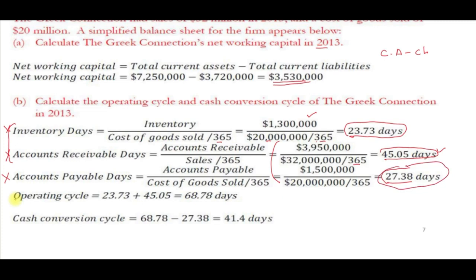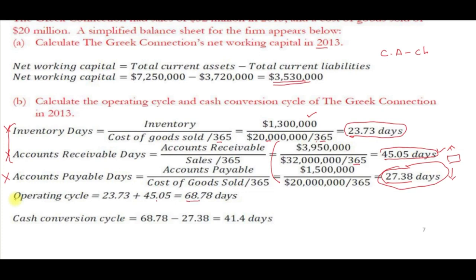You see, the company is paying early but receiving late, so there is a difference. This difference should be managed. So what is the operating cycle? Operating cycle is inventory days plus account receivable days.